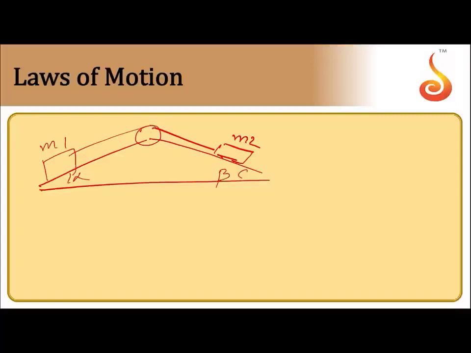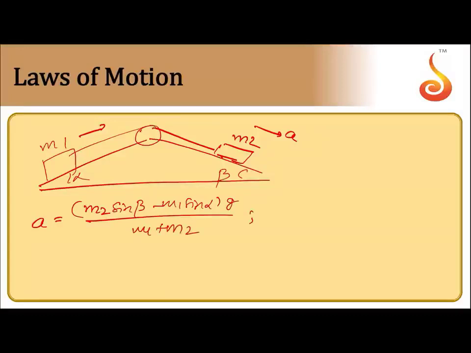Assuming the acceleration along this direction, the acceleration turns out to be (m2 sin beta minus m1 sin alpha) into g whole divided by m1 plus m2. And the tension in the string is m1 m2 divided by m1 plus m2 into (sin alpha plus sin beta) into g. So remember these results, the results we discussed are quite important. They will be quite useful for handling numerical problems.